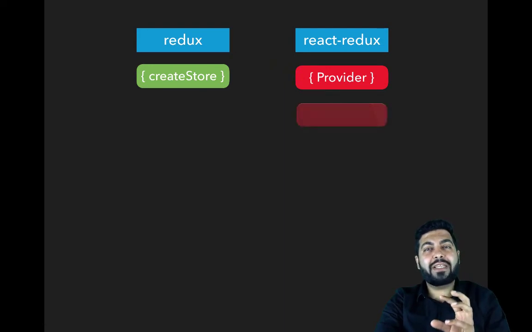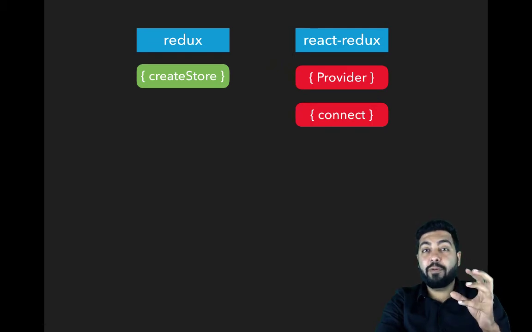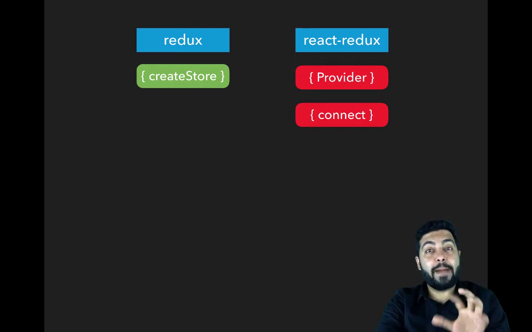Now there is something called connect, which you can assume is used to connect modules like the parent Provider store to your child, so that you can get the properties from the store and use them in your child components. So these are the 3 things that we will use in our application.